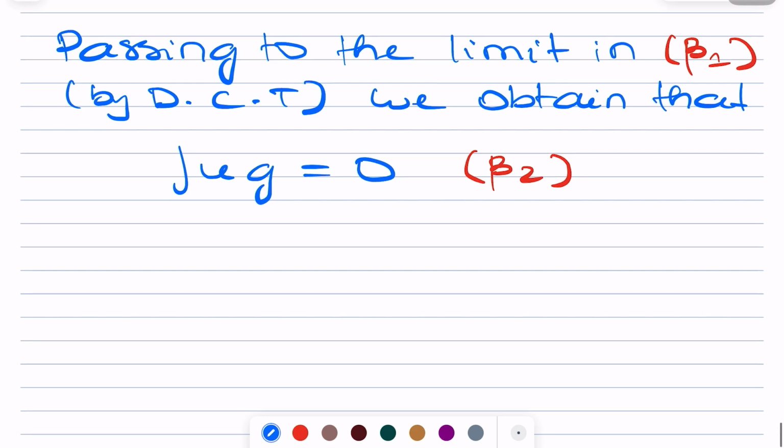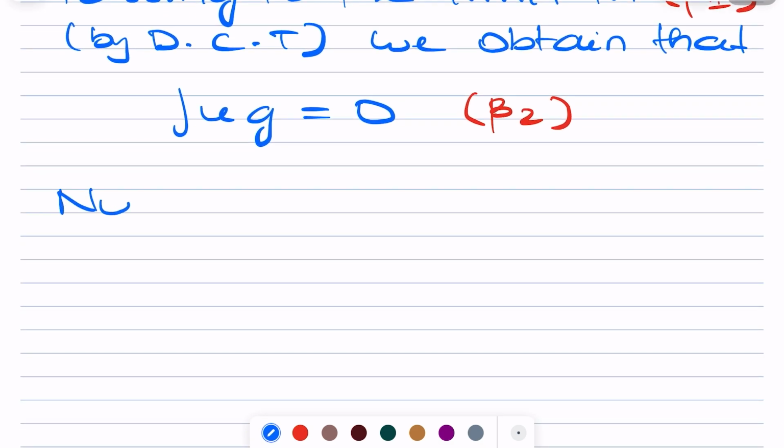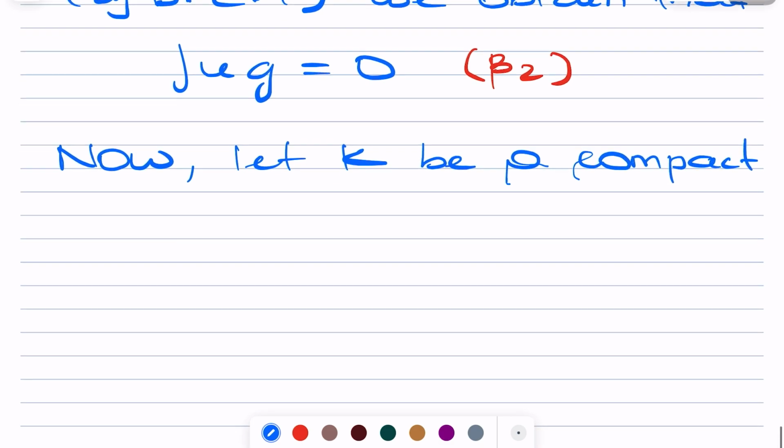Now, let K be a compact set contained in omega. So this is where the proof starts now. So we established a result, and now we are going to use what we established to prove our theorem or corollary. So now let K be a compact set in omega.